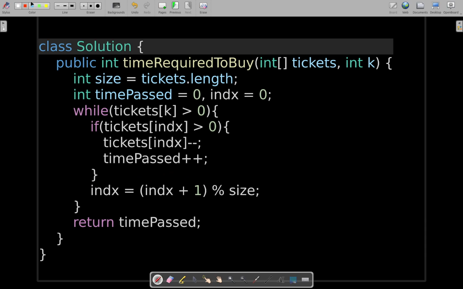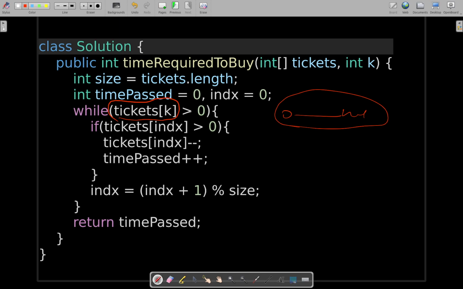So first of all, you will be continuing this process till the kth person buys out all the tickets that he is desiring. Okay, and we will be starting from the very first index, which is the 0th index, and we will be going through the entire queue of persons that is given to us. Okay, total n people, and we will continue till the kth person is able to buy out all the tickets that he needed.